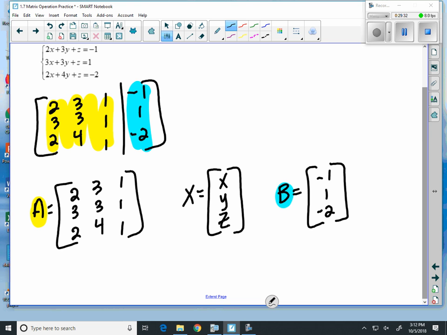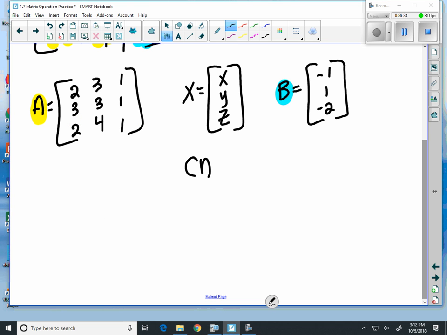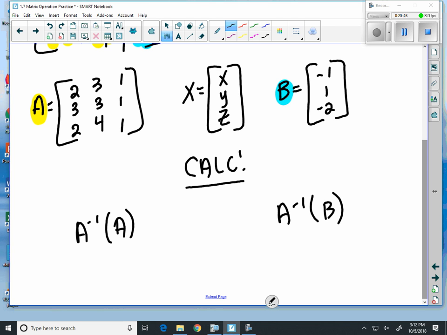All right, to solve our system, we're going to do everything on the calculator. Okay, we're going to do A⁻¹ times A. So I'm going to show you how to do that in the calculator, A⁻¹ times A. And we're going to do A⁻¹ times B. So A⁻¹ times A and A⁻¹ times B, and that will get us to solve our system. So go ahead and pull up your calculator.